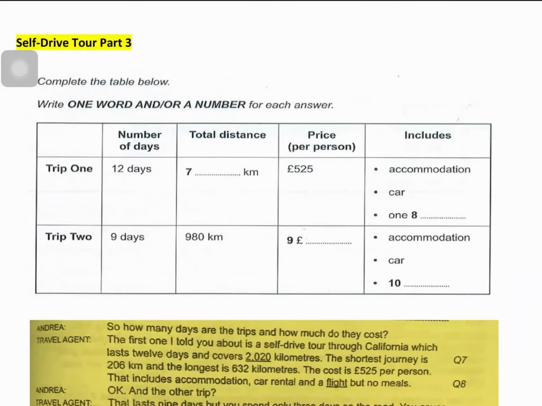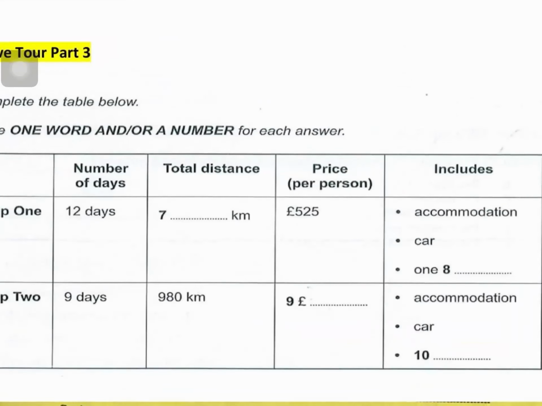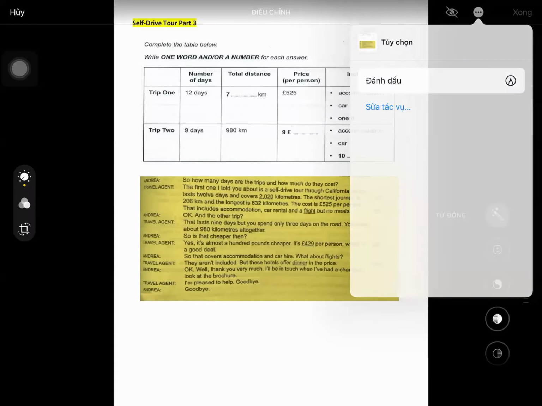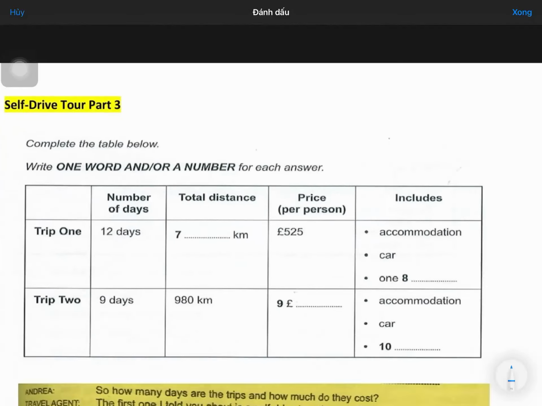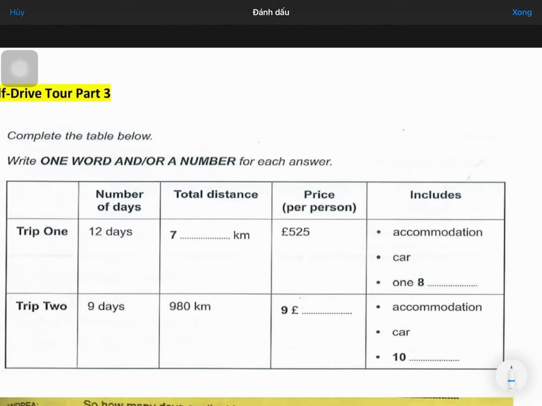Let's move on, and I would like to ask Ho Chang, please. Ho Chang, number 7, please. Is it 2020? Yes. Okay, we'll double check later. And how about number 8? Take number 8 too, Chang. Flight. Very good. Thank you.